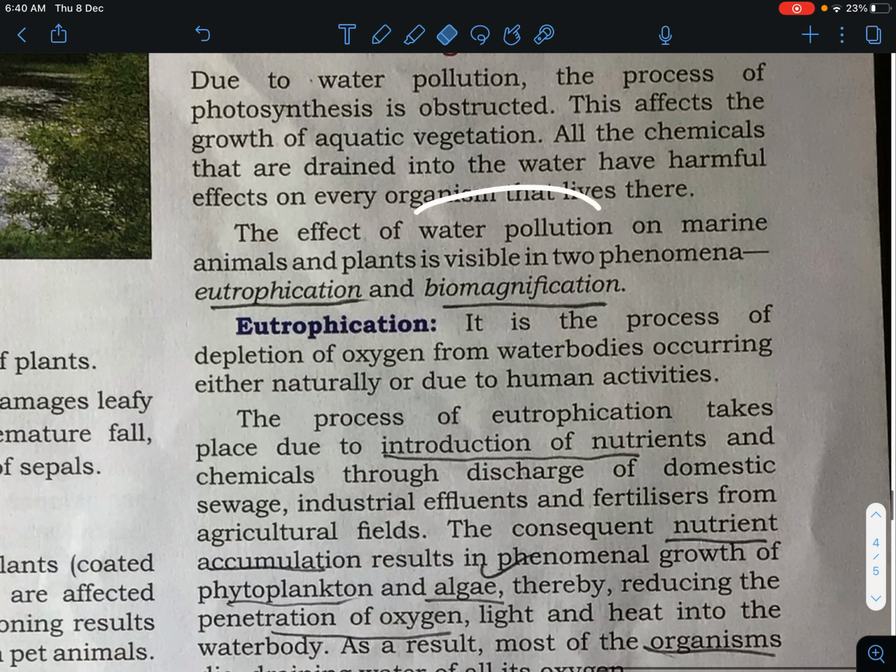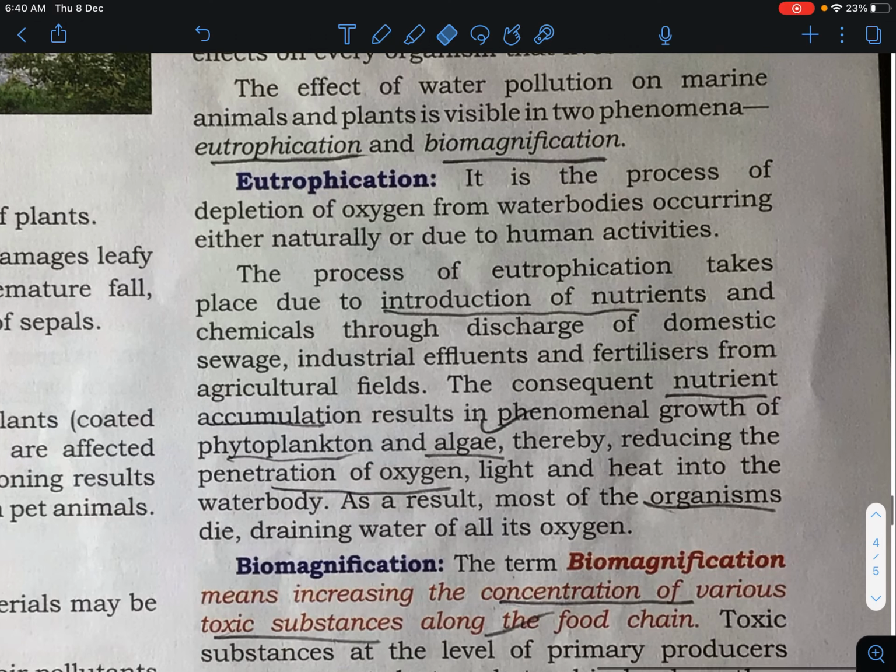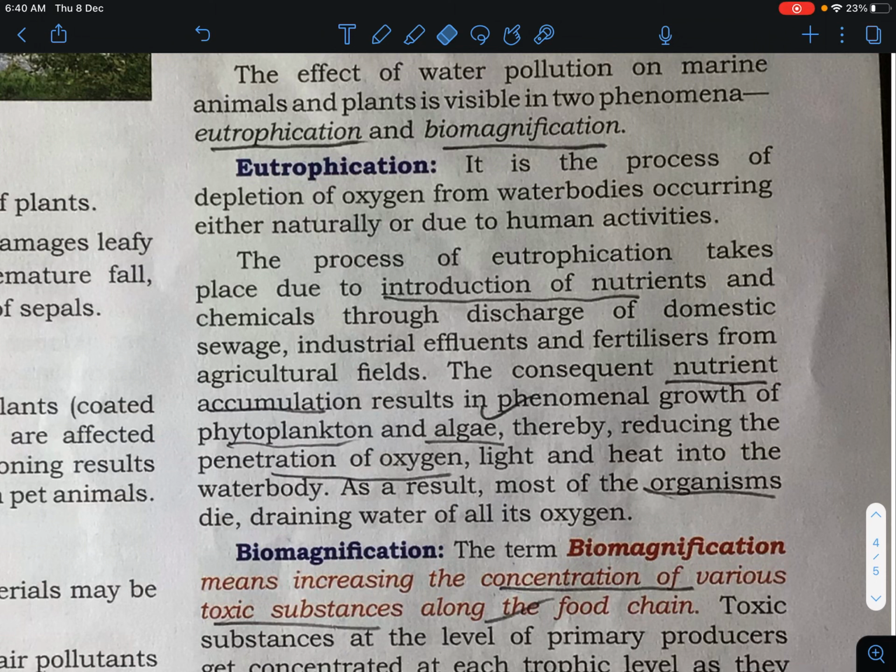The effect of water pollution on the marine animals and the plants is visible in two phenomena. These two phenomena are very important. The first one is eutrophication and the second one is biomagnification. One by one, we are going to deal with them, starting with eutrophication.